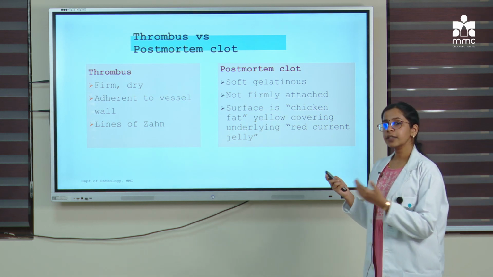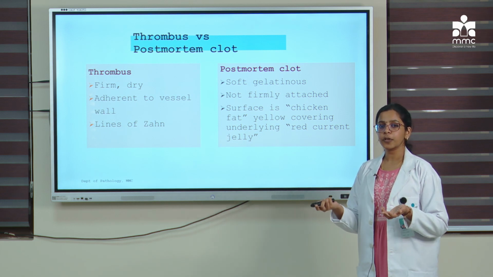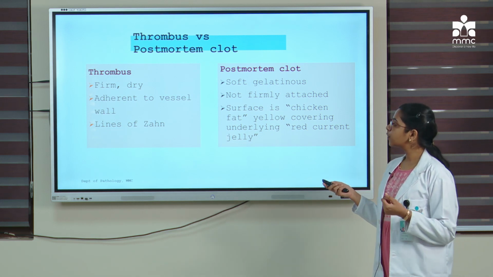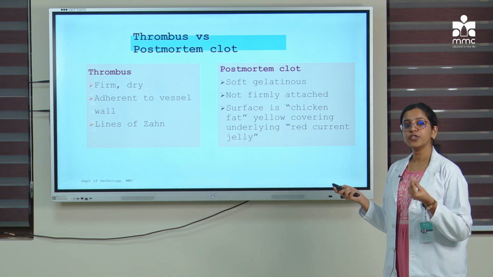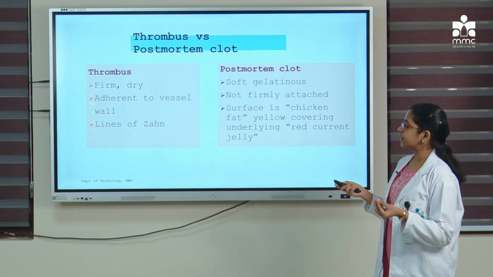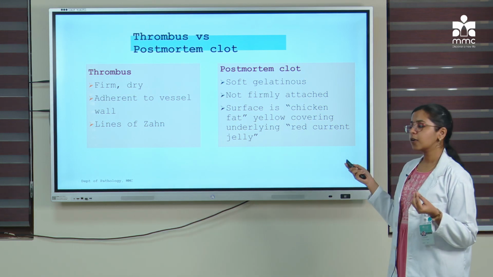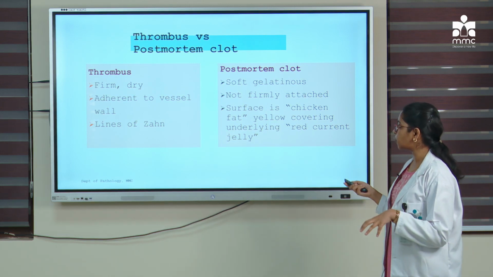Another important difference that you have to know is the difference between an antemortem clot, or the thrombus, and a postmortem clot. A thrombus is going to be firm and dry in consistency, whereas a postmortem clot is going to have a soft, gelatinous consistency. A thrombus is going to be adherent to the vessel wall, whereas postmortem clots are not generally firmly adherent or attached to the blood vessel wall.